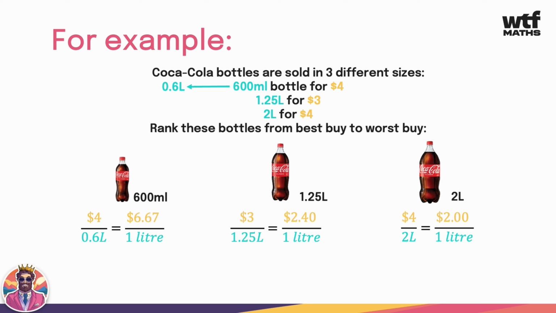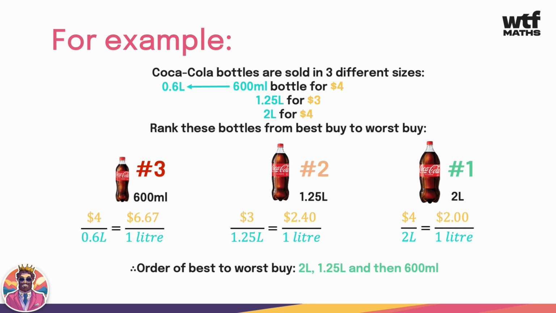So if we're wanting the cheapest deal possible, the 2 litre bottle is the best value because it's the cheapest, and then the 1.25 litre is the second best value, and the worst value is the 600ml Coke. So in that order, 2 litres, 1.25 litres, and then 600ml.